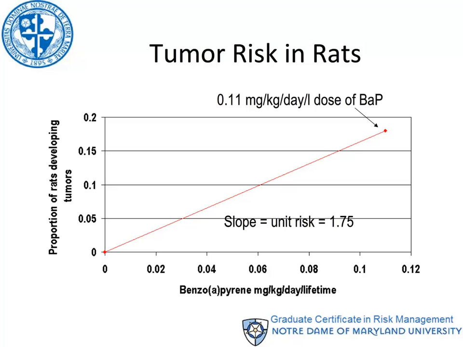The study revealed one data point. 0.11 milligrams per kilogram daily lifetime dose of benzopyrene is shown in the graph. A red line is drawn to extrapolate from the data point to the origin. The slope of this line is called a unit risk, and it is equal to 1.75. Just what does this 1.75 mean?